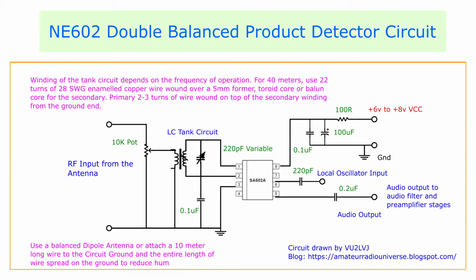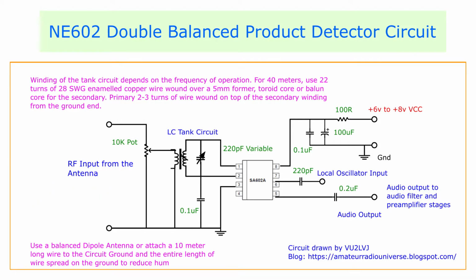Circuit description. The NE602 product detector circuit is wired onto a PCB. An LC tank circuit is attached between the first and second pins of the IC. The tank circuit is tuned to the required frequency of operation. The second pin is grounded using a 0.01 microfarad capacitor. The RF input is given through a small value coupling capacitor to the LC tank circuit or through a primary winding on top of the tank circuit.